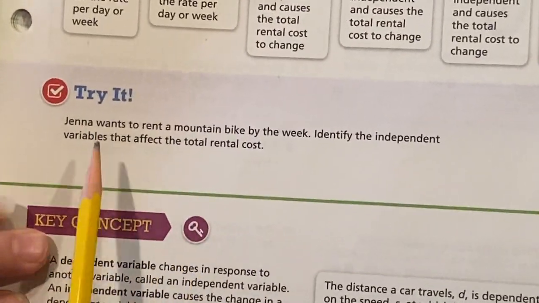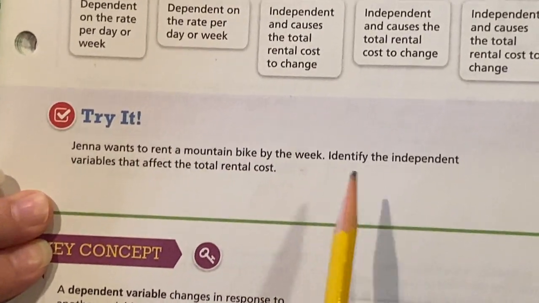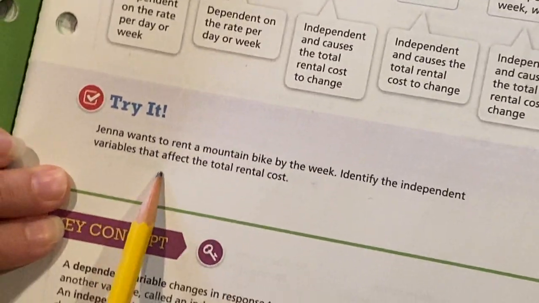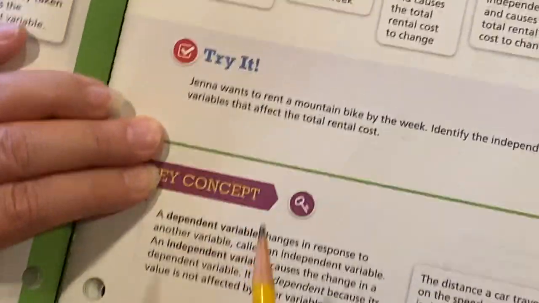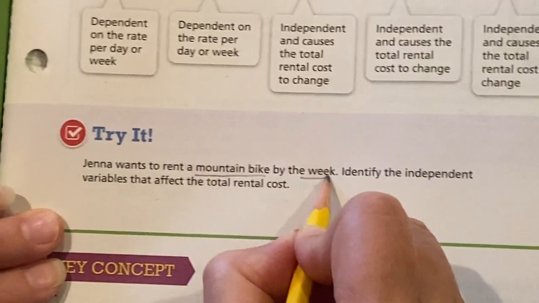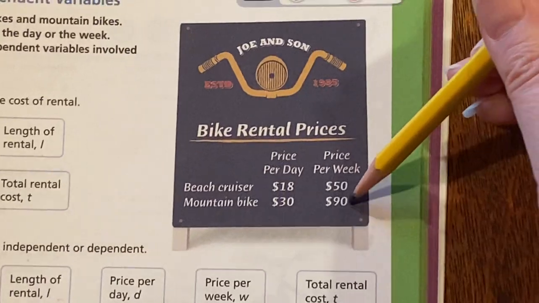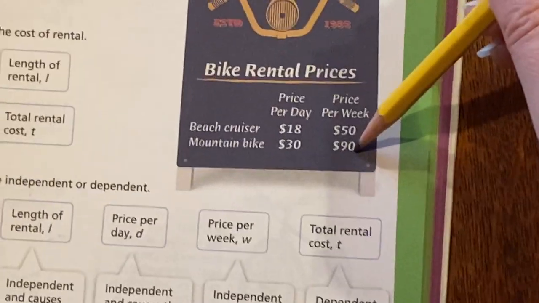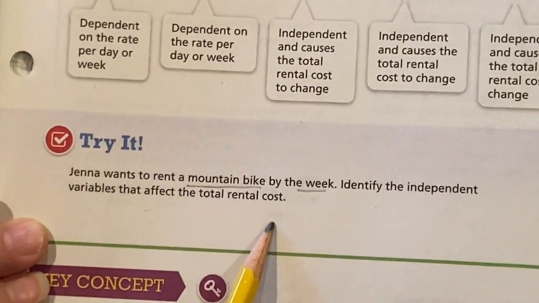Try it. Jenna wants to rent a mountain bike by the week. Identify the independent variables that affect the total rental cost. Okay, so she said a mountain bike and by the week. So let's look up here. We've got mountain bike, $90 per week. So identify the independent variables that affect the total cost.